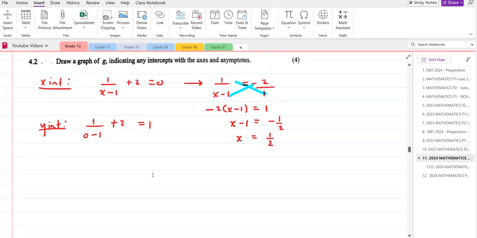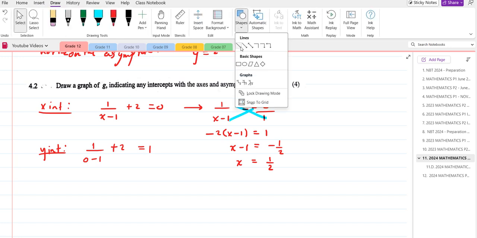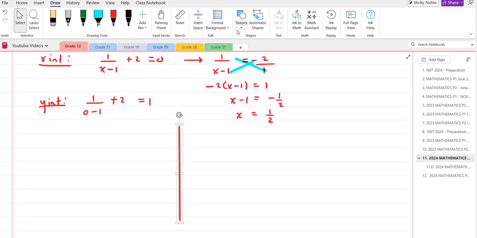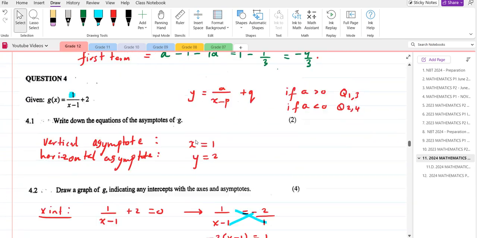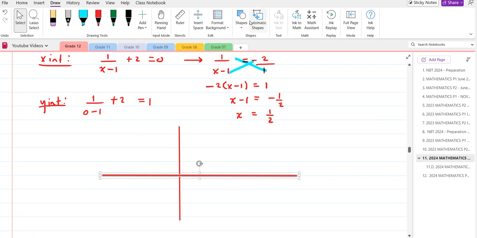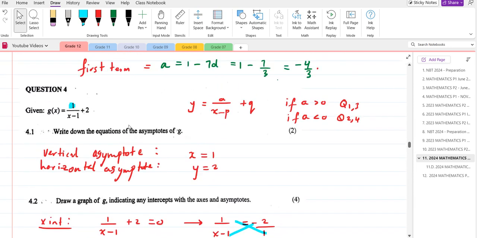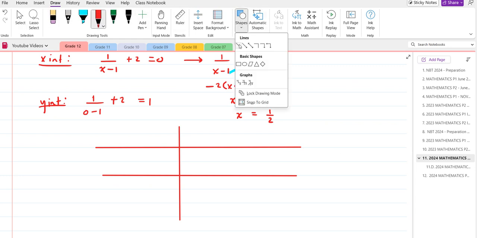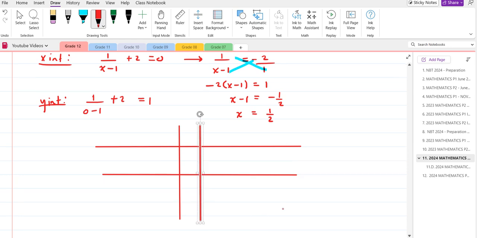Remember, when you're sketching this graph, draw your axes first. Then we draw the asymptotes in broken lines. My asymptote is at y equals 2. And my vertical asymptote is at 1. I will neaten this up just now. Right, so I've got 0 here. That's x equals 1. This is y equals 2.